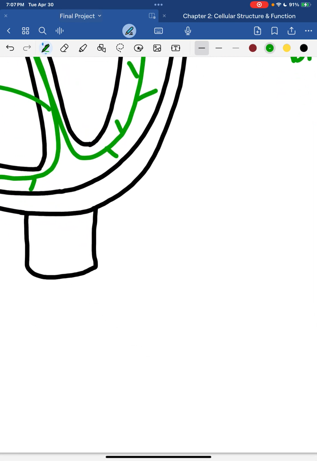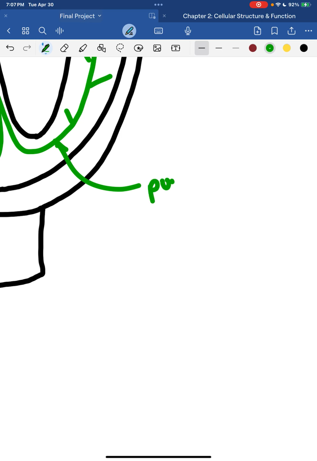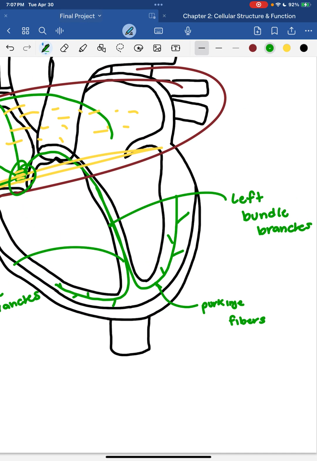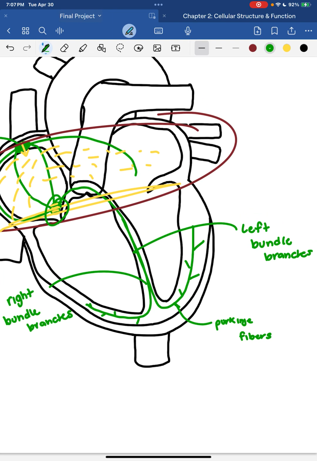All the way down into the Purkinje fibers. And what that's going to do is contract and actually exert force so that the heart can pump blood either to the lungs or out of the aorta to the rest of the body, like we talked about.